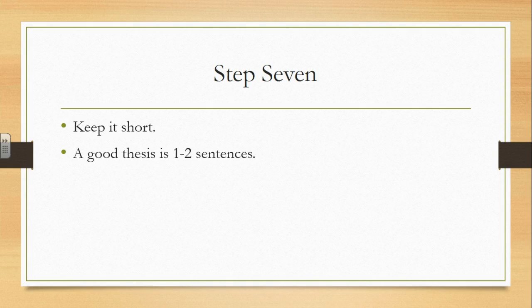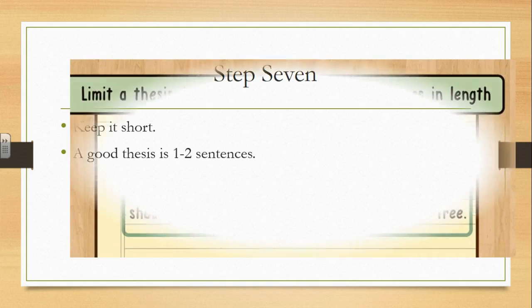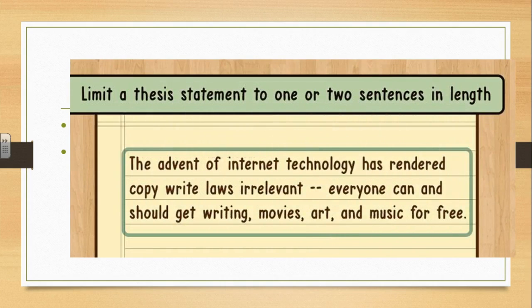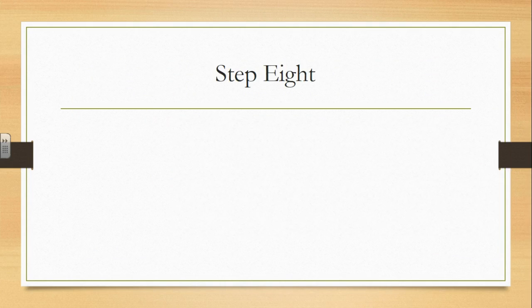A good thesis is no more than 2 sentences, okay? It can be over 1 sentence, but should not be more than 2 sentences. Short and simple. "The advent of internet technology has rendered copyright laws irrelevant. Everyone can and should get writing, movies, art, and music for free." This one is short, simple, and to the point. They're making an argument, and it's a provable argument. There's evidence they can use to back up why you should be able to get everything for free. It's good to go.